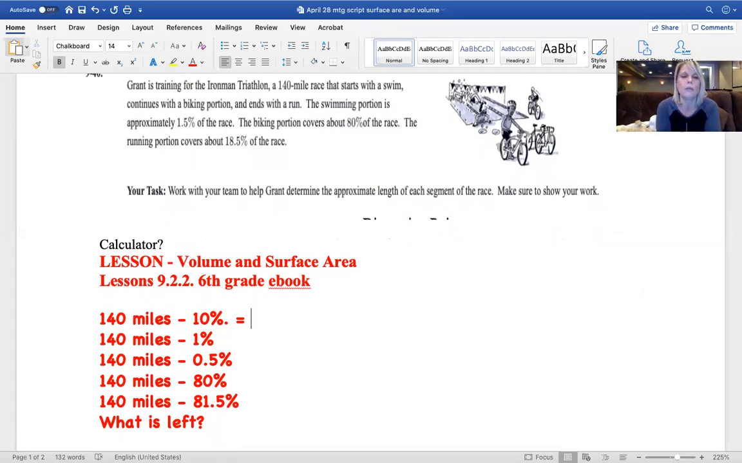So who could tell me, when just mental math, what's 10% of 140? And remember, that's easy. Just take the 0 off. There we go, 14. So that would be 14 miles. And you can write this down too.